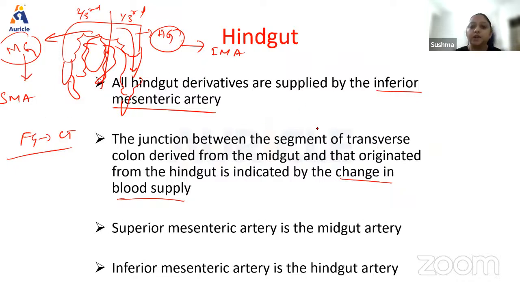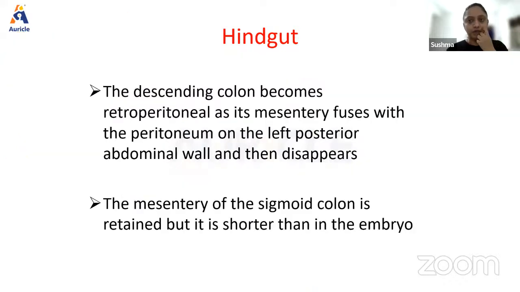The junction between the segment of transverse colon that is derived from the midgut and that originated from the hindgut is marked by the change in the blood supply. That is, this area is supplied by the superior mesenteric artery, this area is supplied by inferior mesenteric artery. Superior mesenteric artery is the midgut, inferior is the hindgut artery. Very important, guys. The foregut artery is celiac trunk, superior and inferior is midgut and hindgut respectively.